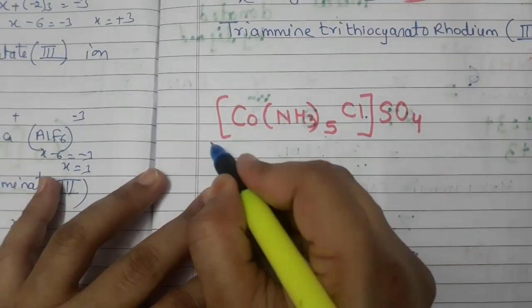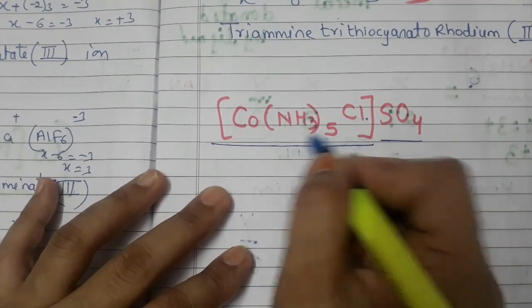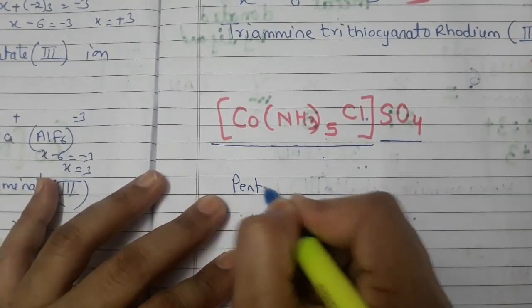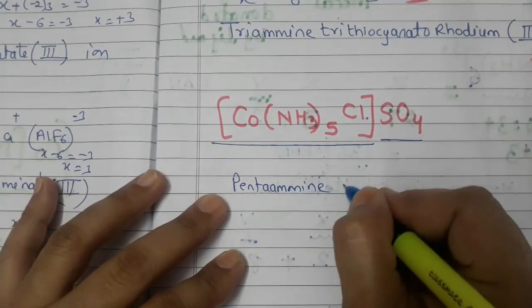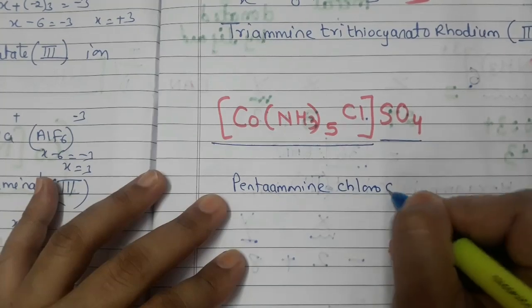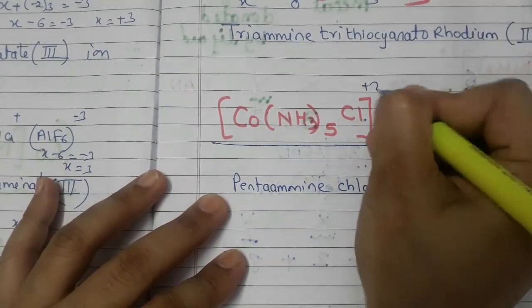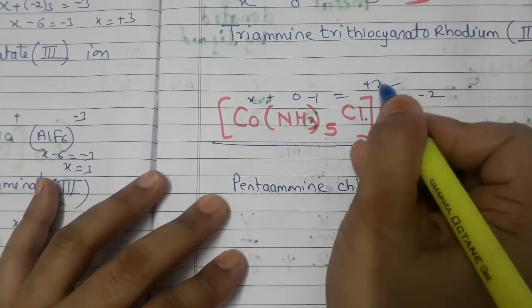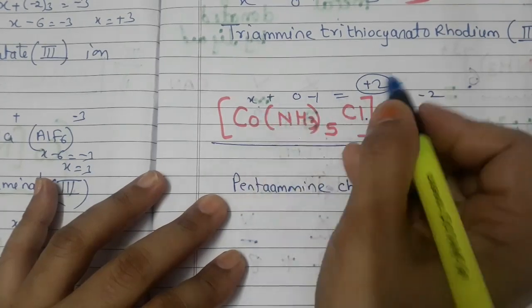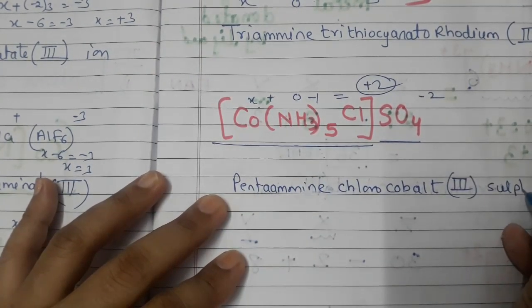And we move on to the last example. It is of the type of cation and anion. So we have 2 different ligands. Amine comes first, so I'll write penta amine, chloro, then cobalt. See, sulfate is minus 2, this is plus 2. So X plus 0 minus 1 is equal to plus 2. So answer is X is equal to 3. So 3 sulfate.